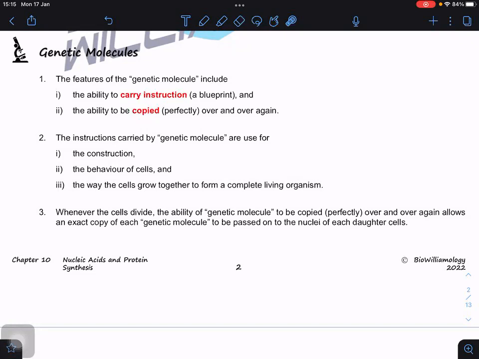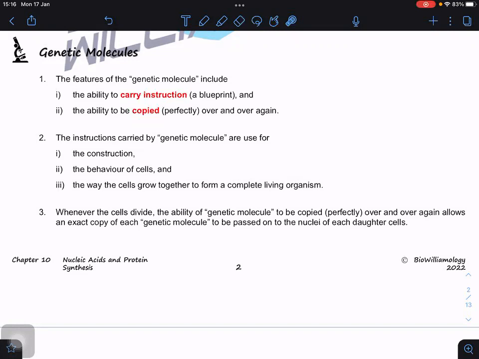Nowadays, everything we talk about is genetics: genetic disease, DNA, genes, genome. Those are the genetic molecules we are involved with. So why did we purposely put carry instructions and copy? Because in this topic we are going to learn two processes which are very important in genetic study. One is DNA replication, which falls under perfectly copied. I purposely put brackets here because none of us can copy exactly. Are you clear? Ideally, copy exactly.